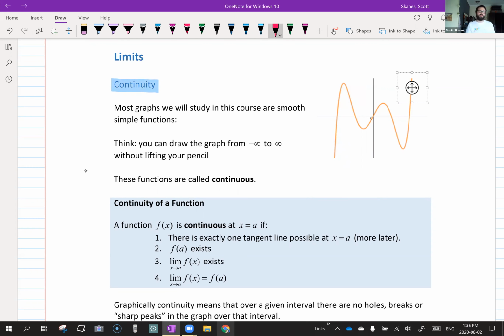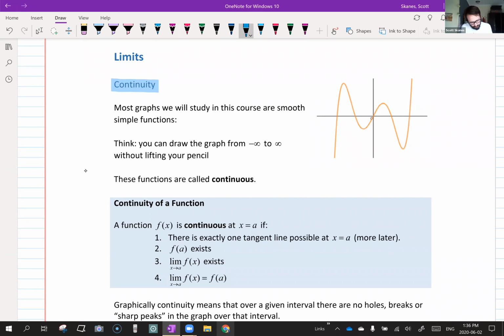Like, it doesn't break. It doesn't have a jump. It doesn't have a hole. It doesn't shoot off to infinity all of a sudden, real steep. Actually, even if it does go to infinity, that's okay. But if you were to use your pencil or your pen and follow along the line, if there's nothing crazy going on, then we know it's continuous. And that's all we really need to know.